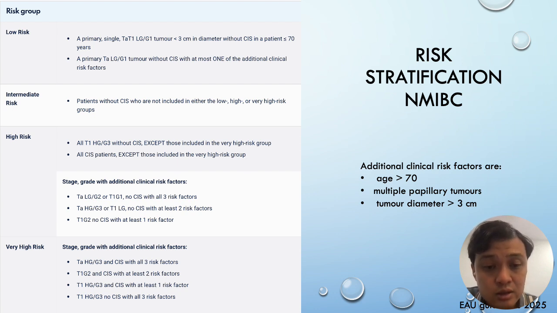Now we go to high risk: all T1 high grade without CIS, except those included in the very high risk group, which you can see below, where they depend on the actual T staging, CIS as additional, the number of risk factors, and also all CIS patients are also considered high risk.